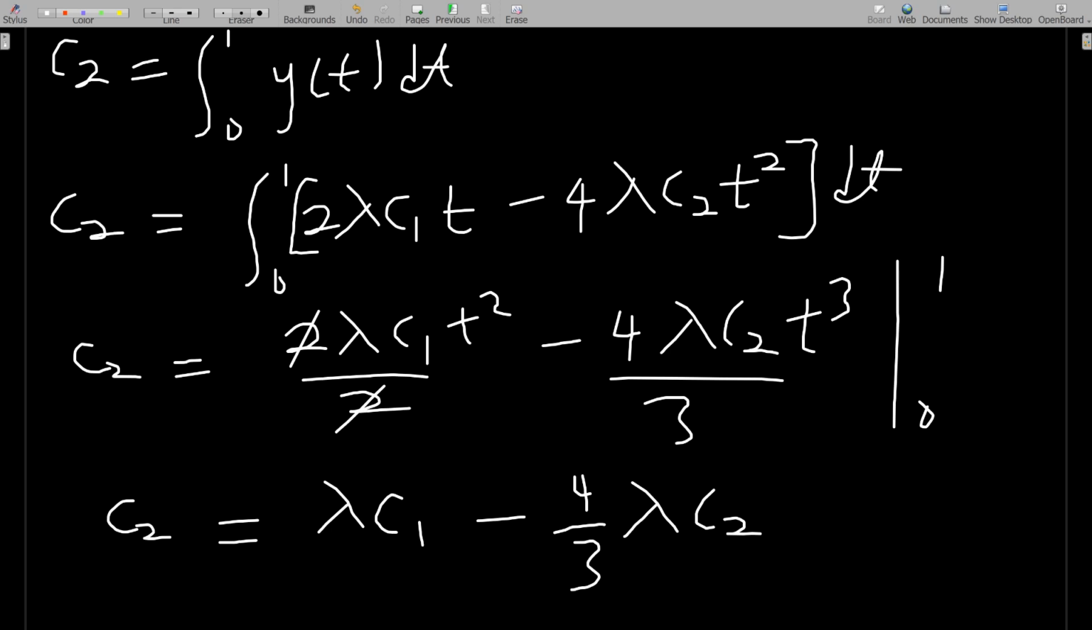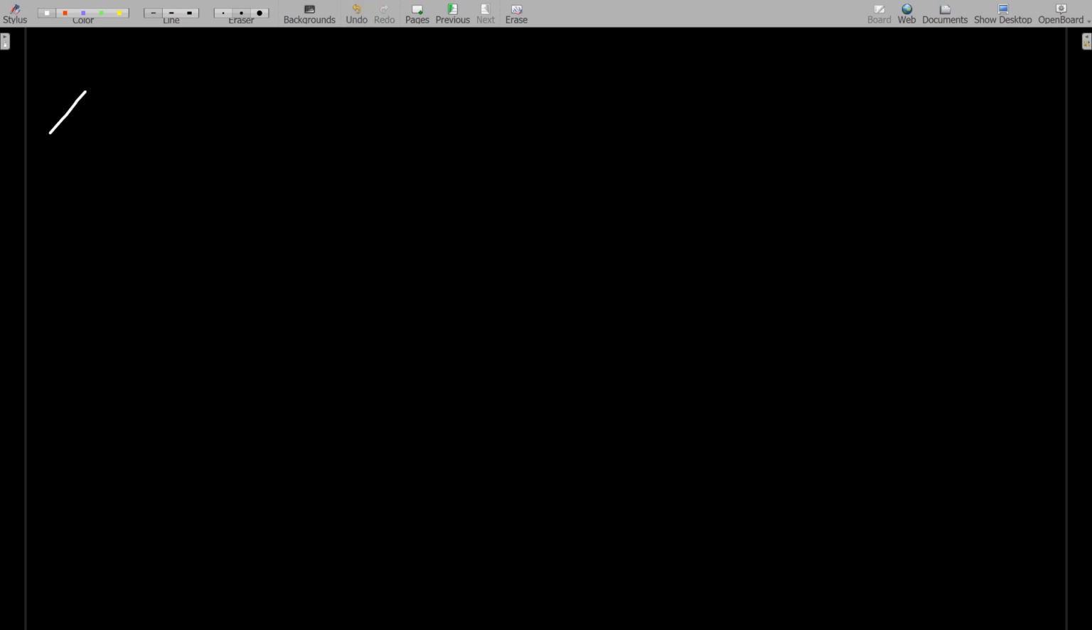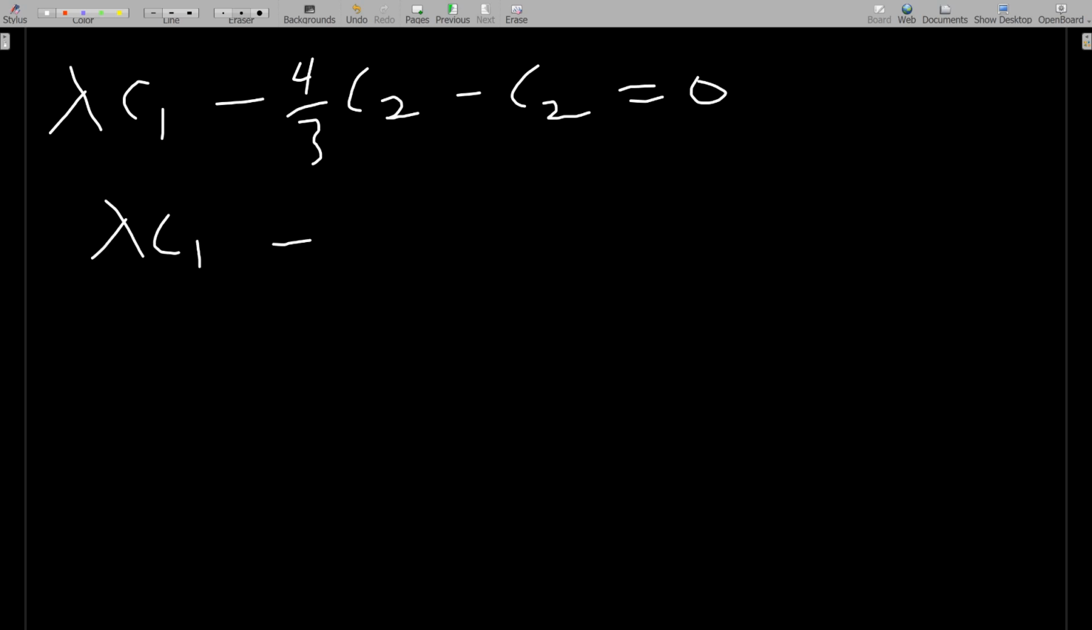If I try to simplify this, I'm taking this c2 to this side of the equation, so it becomes minus. I hope you get what I'm trying to do here, so that the c1s are standing alone. I'll have lambda c1 minus 4 over 3 lambda c2, c2 minus c2 is equal to 0, and I'll have something like lambda c1 minus, in bracket, 4 over 3 lambda, there's a lambda here, right?